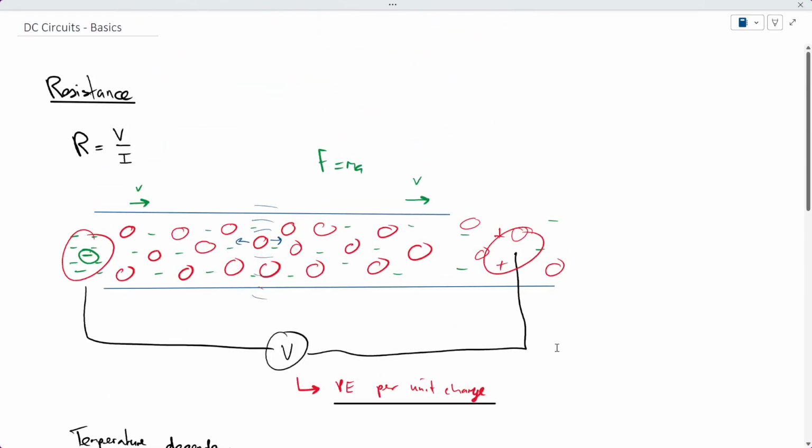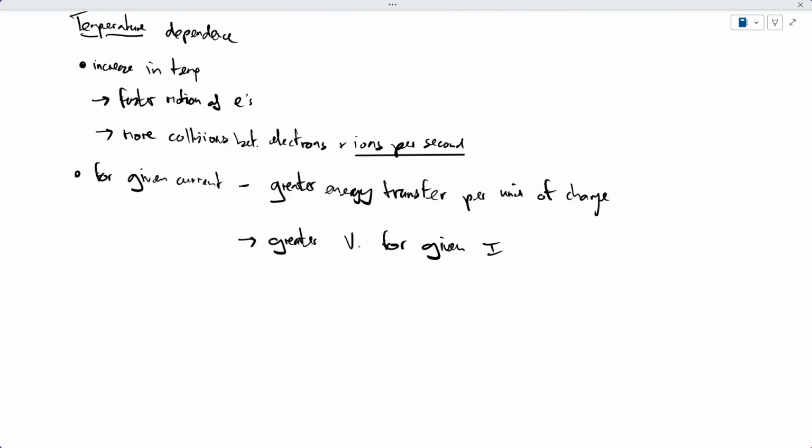And therefore, if I go back up to my definition of resistance, given that we're defining resistance as the ratio of V to I, if I have greater potential difference for a given current, I have a greater resistance. So for most materials, if you increase their temperature, you increase their resistance.